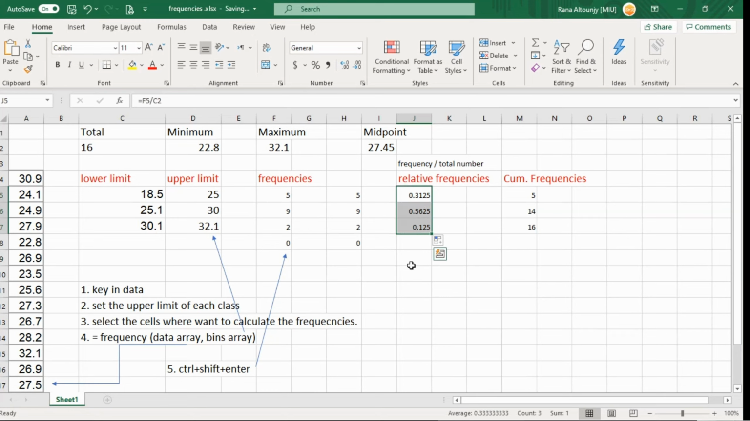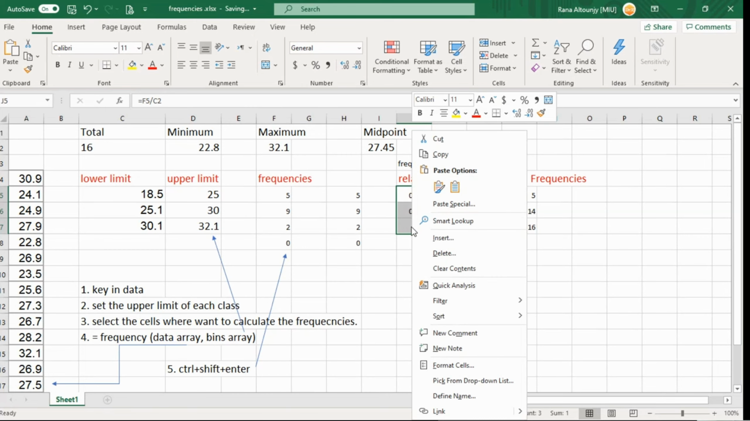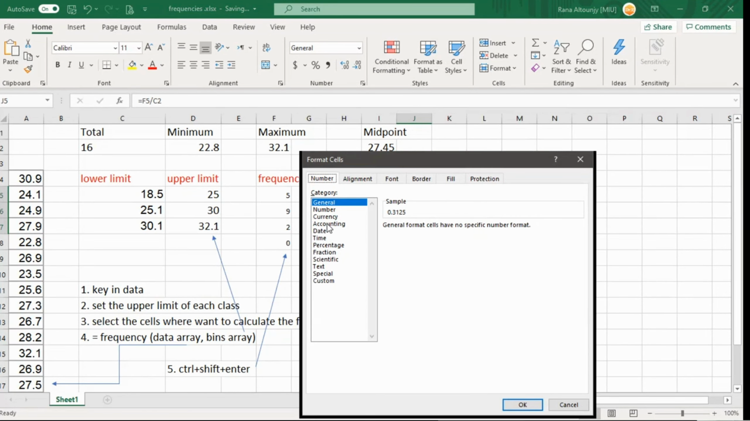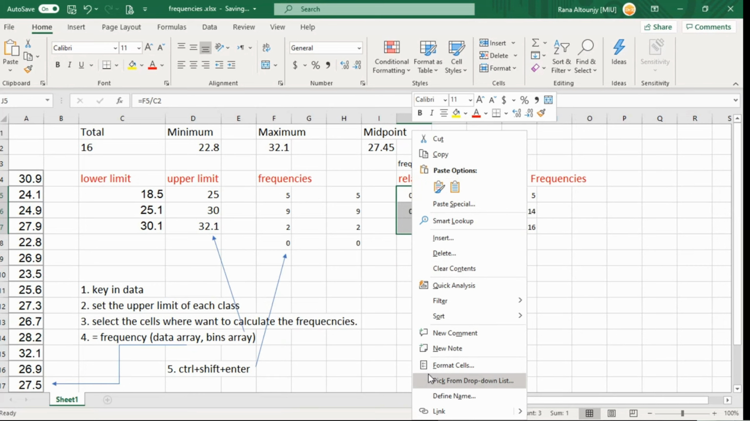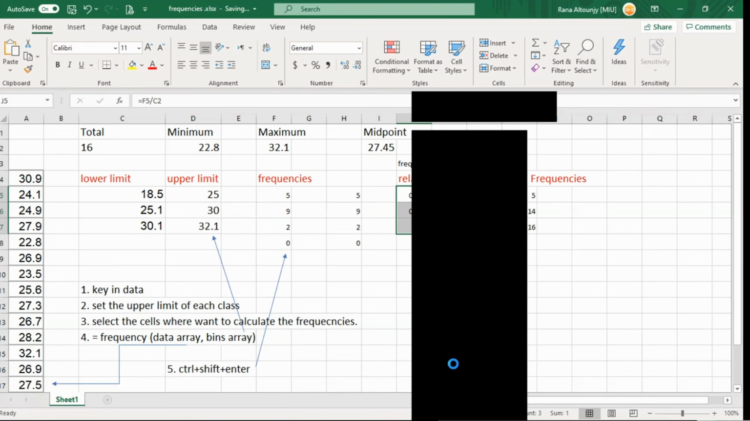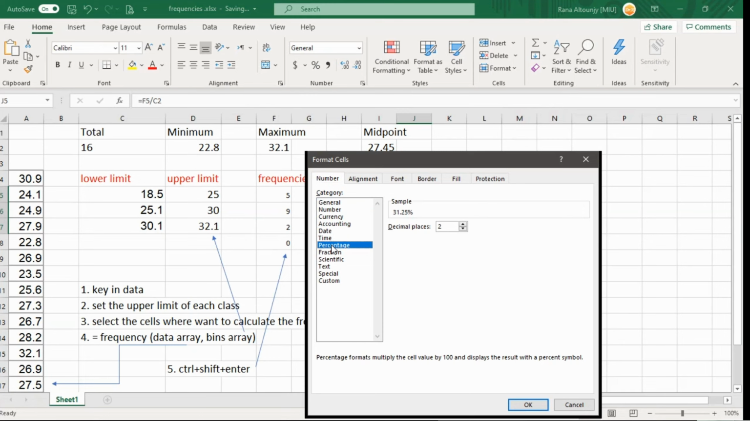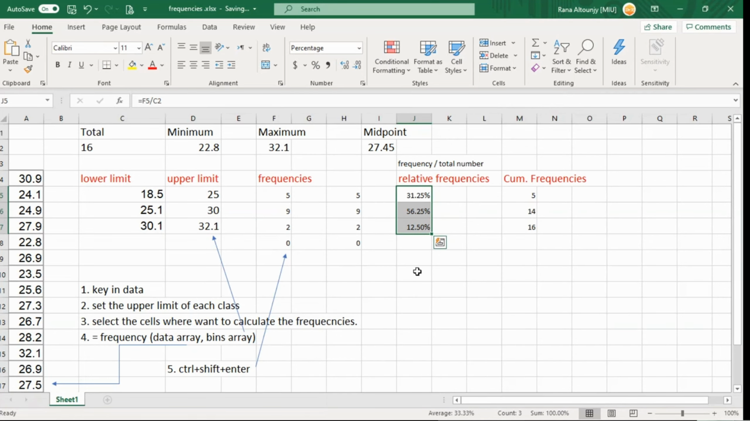If we want to show it as a percentage, we select the cell, right click, go to Format Cells, and choose Percentage. So if you want this number to show as a percentage, we select the cells, right click, choose Format Cells, and select Percentage. Then we press OK, and it shows as a percentage. Okay, this is the relative frequency, which is frequency divided by total number.